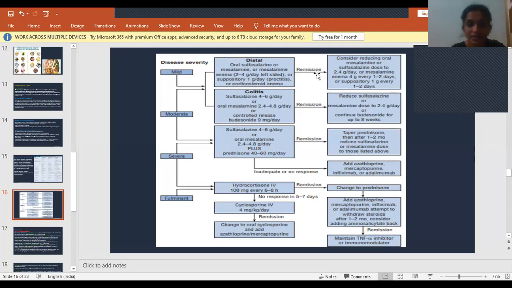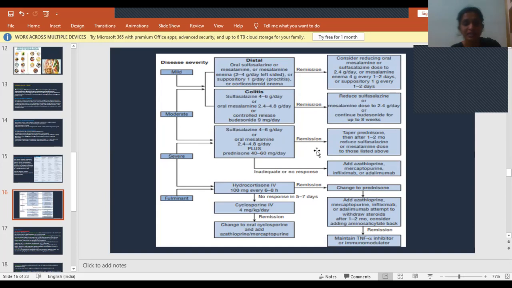If the disease is in remission, that means if there are recurrent attacks or we have to maintain this treatment, then we'll decrease the dose. Even here, the same thing. If the disease is moderate to severe, then we'll go for sulfasalazine or mesalamine. Along with that, we'll add a steroid. Here, either the steroid or aminosalicylate can be given. Here, the combination of aminosalicylate and steroid is given.